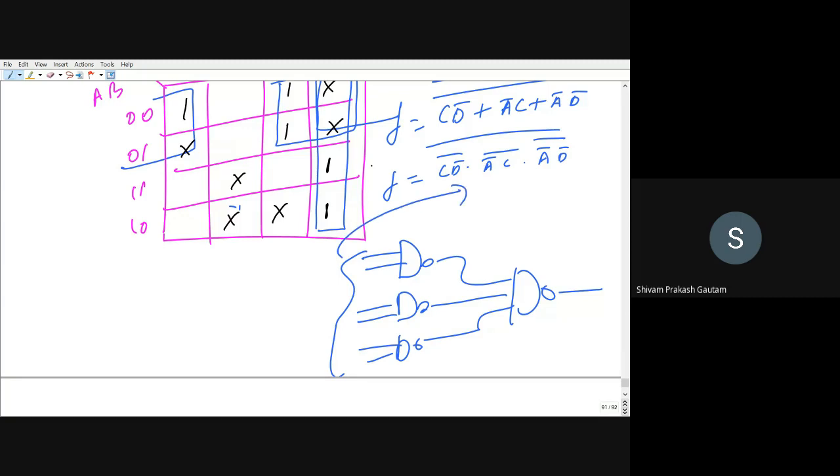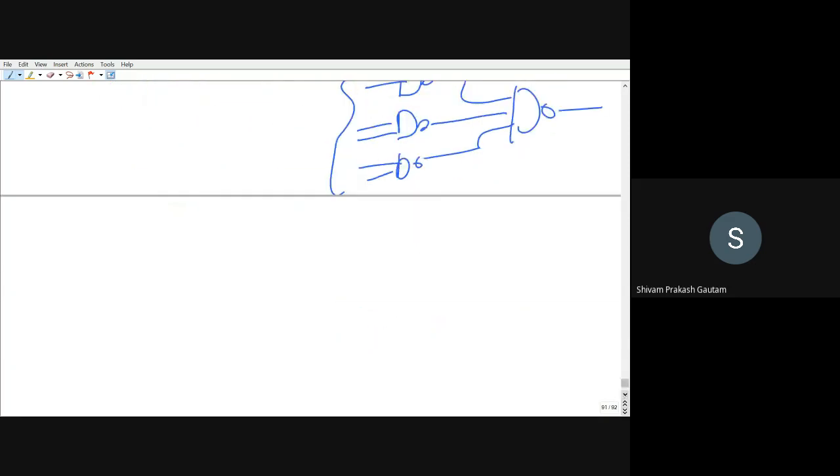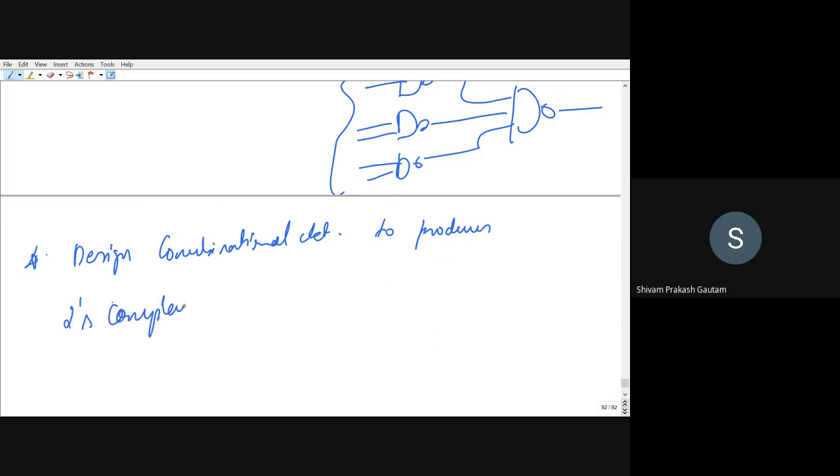So there is one more problem. I'm leaving it up to you. I'm just writing it on the board. You can see and you can attempt. So design a combinational circuit to produce the 2's complement of a 4-bit binary number. Right? So a 4-bit binary number is given.